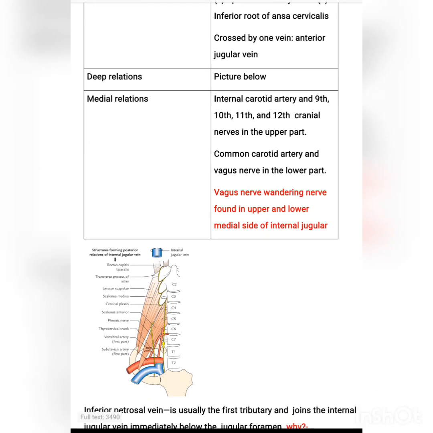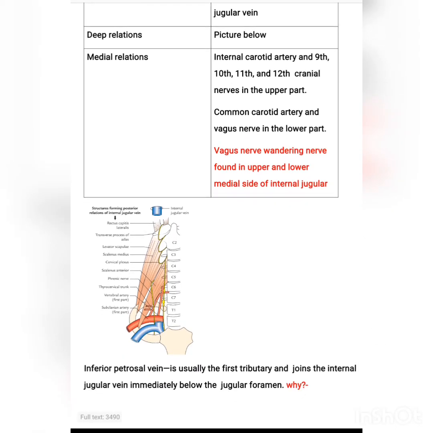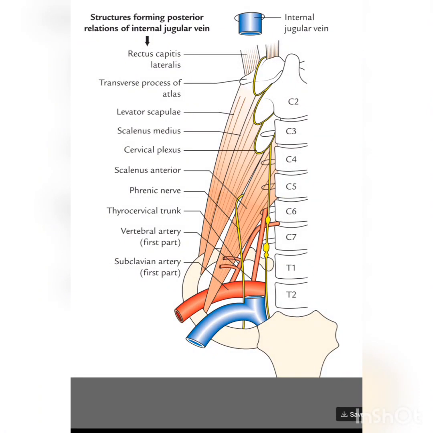So the deep relations can be noted with the pictures below. The deep relations from above to below, we see here: the rectus capitis lateralis, the transverse process of the atlas, the levator scapulae, the scalenus medius, the cervical plexus, the scalenus anterior, the phrenic nerve, the thyrocervical trunk, the vertebral artery first part, and the subclavian artery first part. So the vertebral artery and subclavian artery are all deep relations of the internal jugular vein.